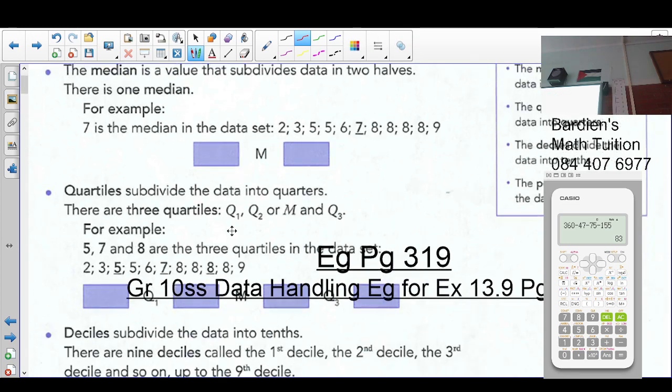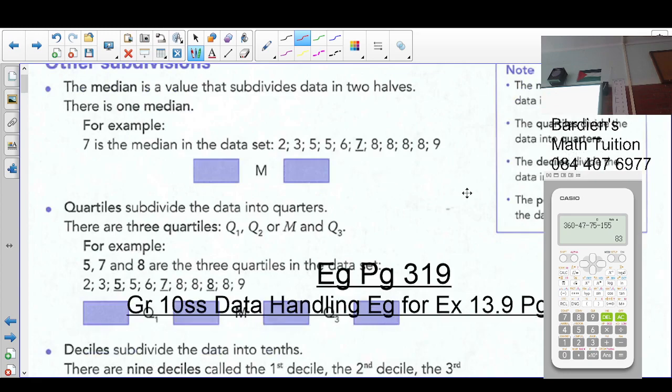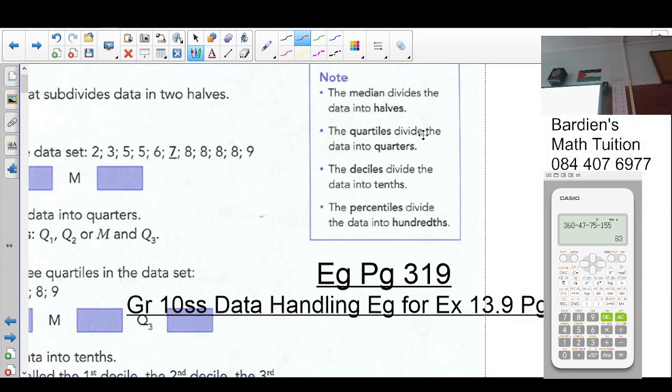So let's go here quickly. Other subdivisions. Here we are told that the median divides the data into two halves. The quartiles divide the data into quarters, 4 quarters. The decile. People, what does decade mean? 10. Decagon? 10 sided figure. Decile divides the data into tens. Can you see that? So the decile divides the data into tenths, or 10 equal parts.